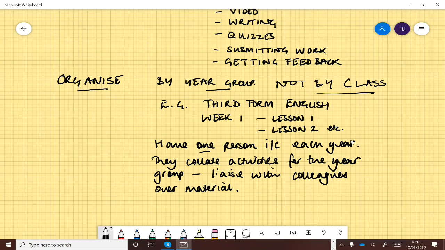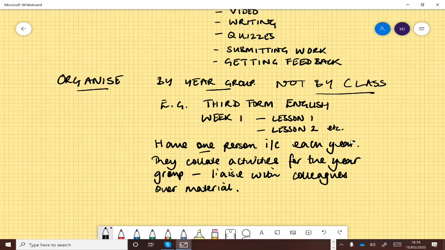What I would suggest in terms of departmental organisation is that heads of department assign one person to be in charge of the collation of materials for that class, and that they collate those activities for the year group, liaising with their colleagues over the material that they've already got. Now, of course, we would do that at the point at which we move to very significant remote working, not at a stage where we have very few people.